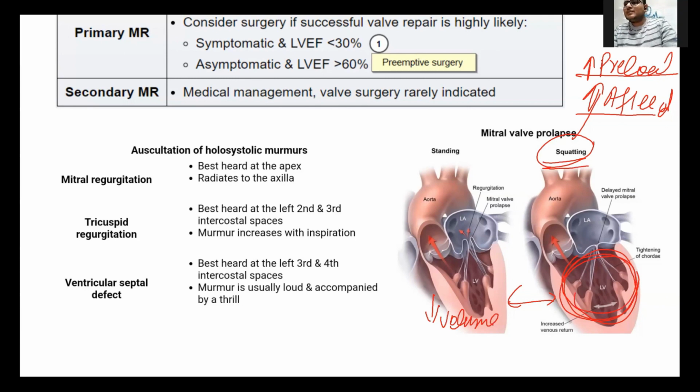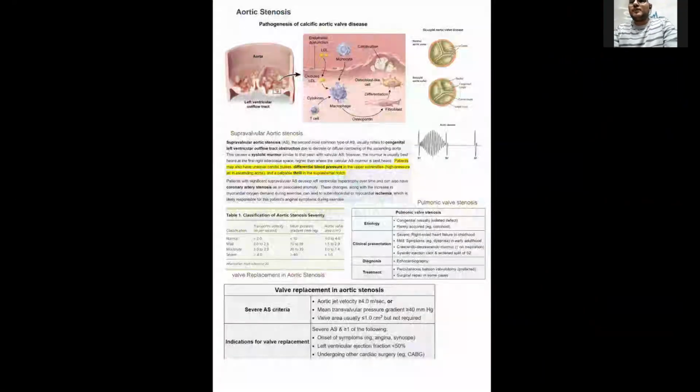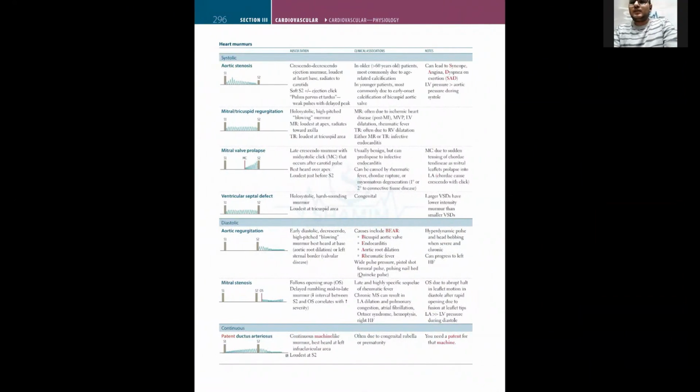So you can see that the murmur will be decreased in squatting position. Why? Because more blood in the left ventricle causes failure of this. So there will be no regurgitation. There will be no flow between the valve. There will be no murmur. Very important point. So this diagram is telling you the importance of squatting to decrease the murmur in mitral valve prolapse.